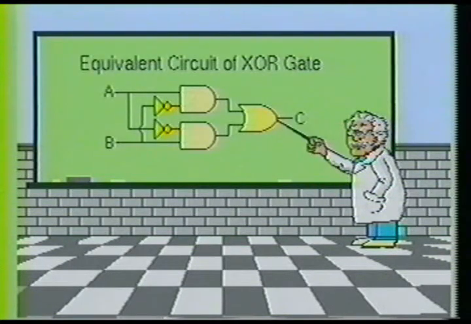To better understand the operation of the exclusive OR gate, you should use the equivalent circuit shown to you earlier in the program. If you will remember, this circuit consists of two AND gates, two inverter gates, and one OR gate.